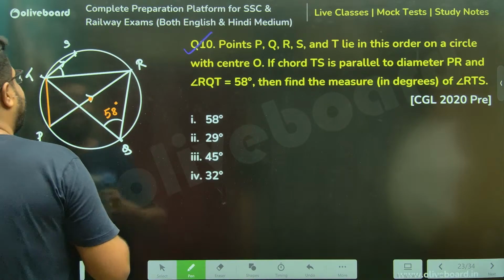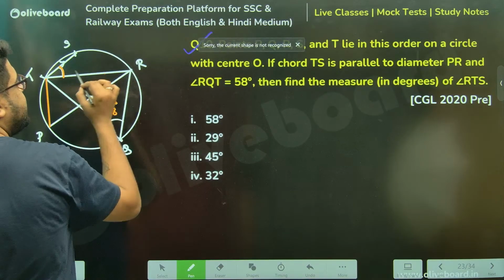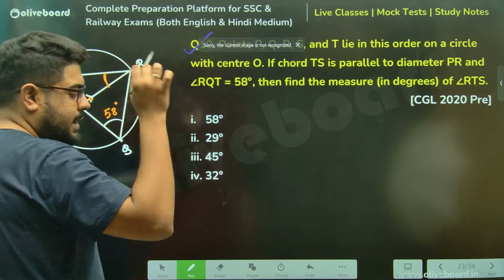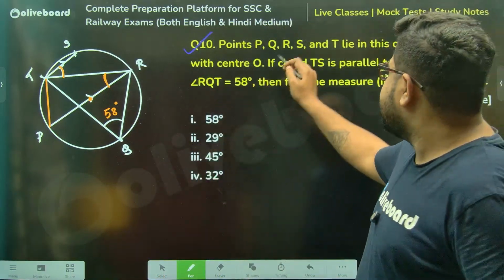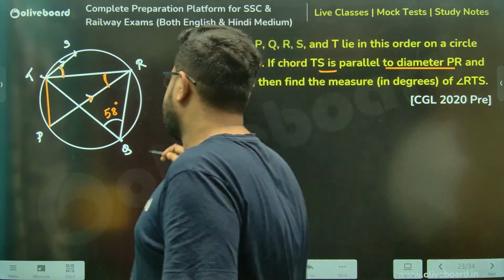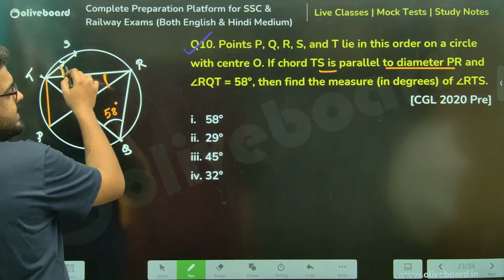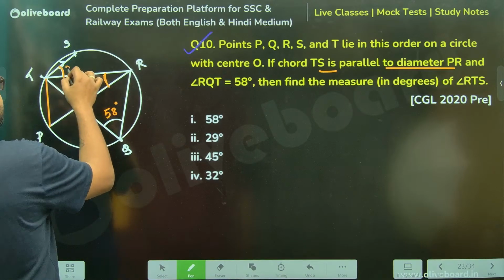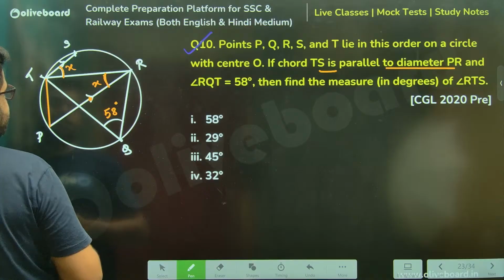Acha, they have told us parallel now. Okay. Sir, that means this angle will be equal to this angle because it's a Z. Look, I forgot one piece of information that was given, that sir, TS is parallel to PR. I forgot, and I was thinking what is missing here. Sir, whatever is this angle, this will be the same angle. So if this is X, this is X. Right? Now, sir.